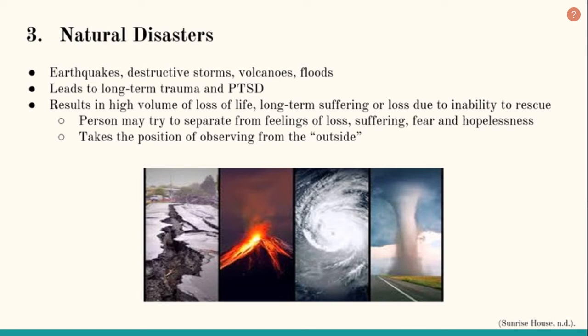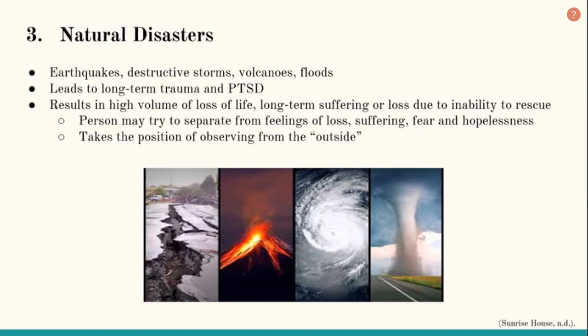Earthquakes, destructive storms, volcanoes, and floods are some examples that may lead to long-term trauma and PTSD. In these types of situations, people often lose their homes, pets, family members, and personal belongings that may be meaningful to them or are left with nothing.